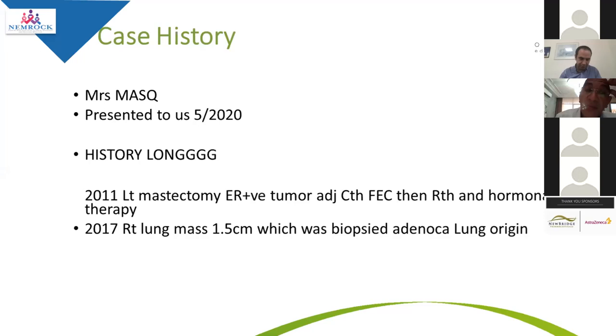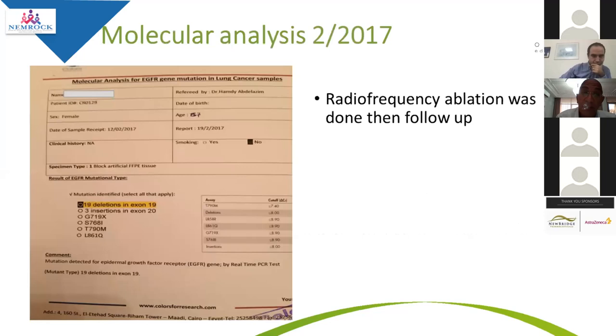Then in 2017, she had a right lung mass that was 1.5 centimeters. It was biopsied and proved to be adenocarcinoma of lung origin. At that time, molecular analysis was done for that mass. It showed an exon 19 deletion, EGFR mutant, and radiofrequency ablation was done for that mass, and then the patient was put on follow-up.